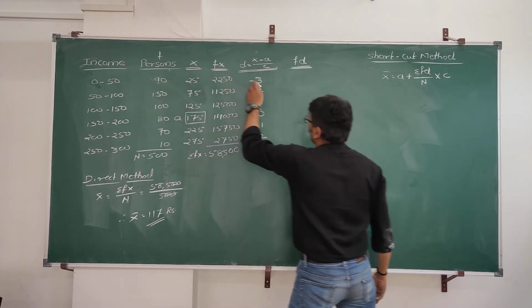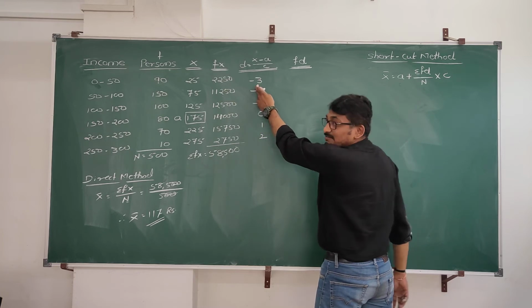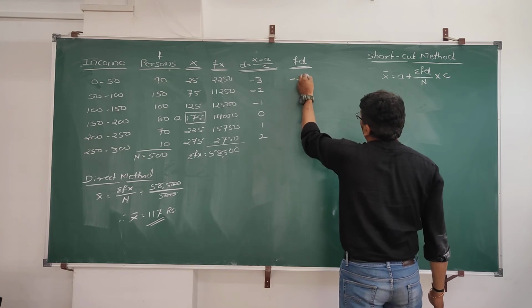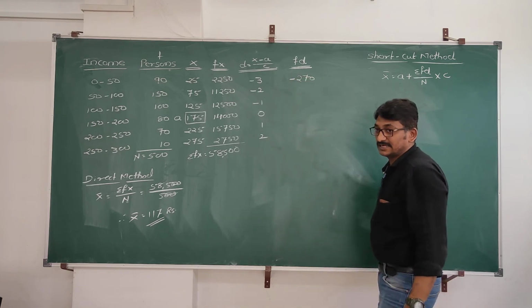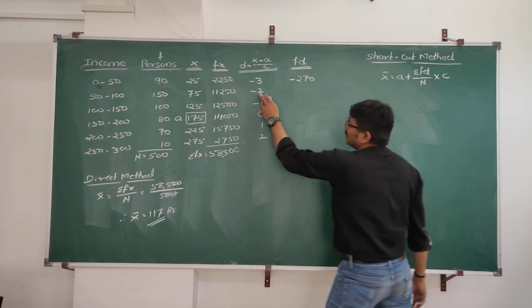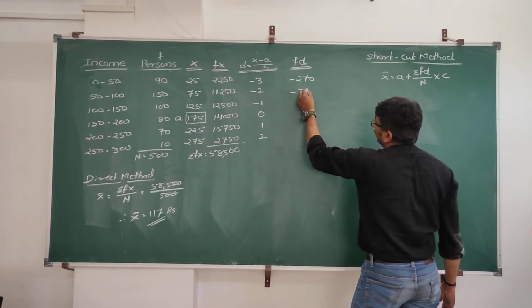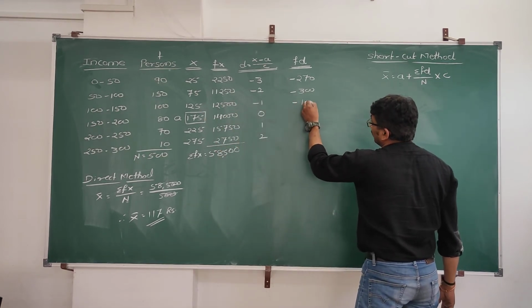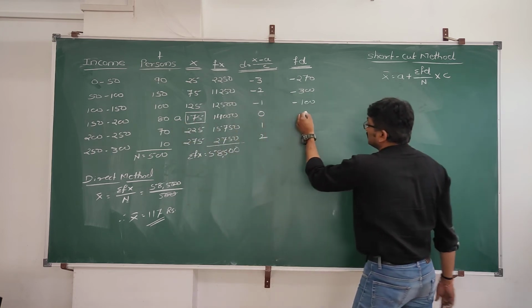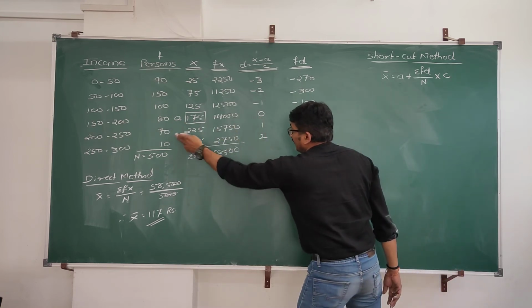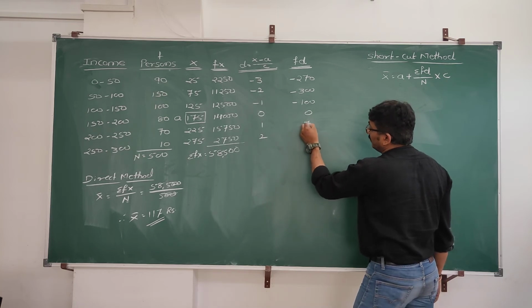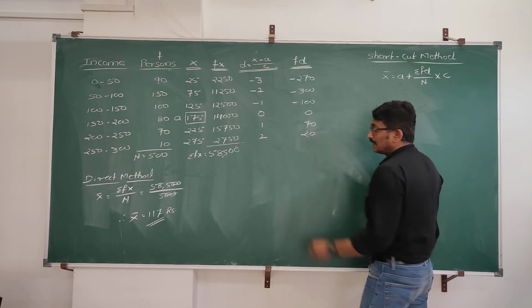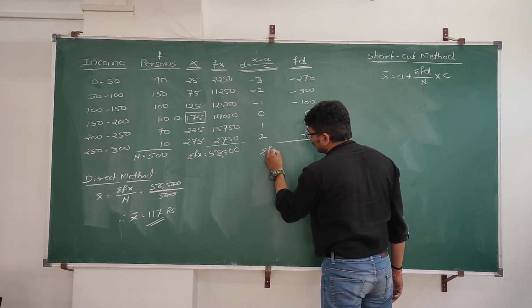Now see, 90 into -3. 90 is plus and this is minus. Plus minus becomes minus. 90 into 3 is 270. Correct? 150 into -2, again minus 300. Right? 100 into -1, minus 100. 80 into 0 is 0. 70 into 1, both are plus, so the value will be plus. 10 into 2, 20. This is your summation FD.